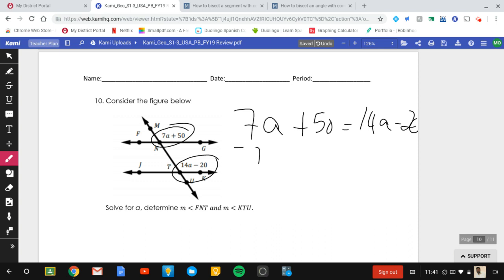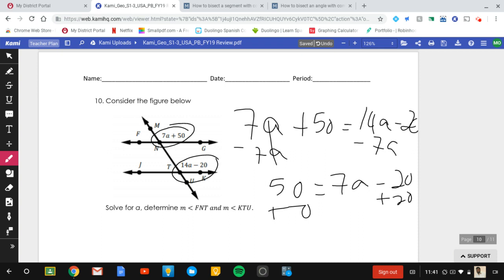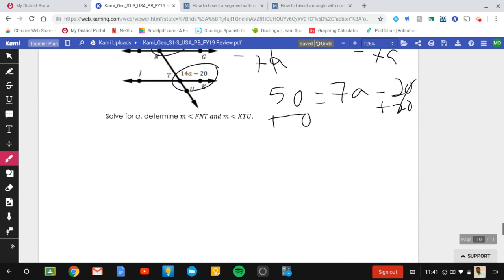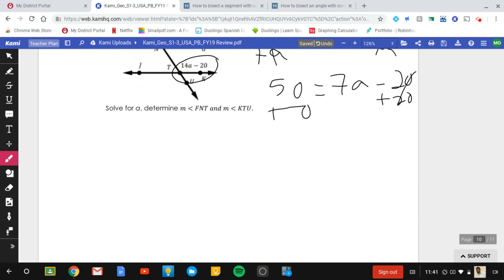I'm going to subtract 7A on both sides. So I get 50 is equal to 14 minus 7 is 7A minus 20. Add 20 on both sides. So we get, that's a 20. 7A is equal to, okay, it feels like I'm rushing. That's why it's not writing well.